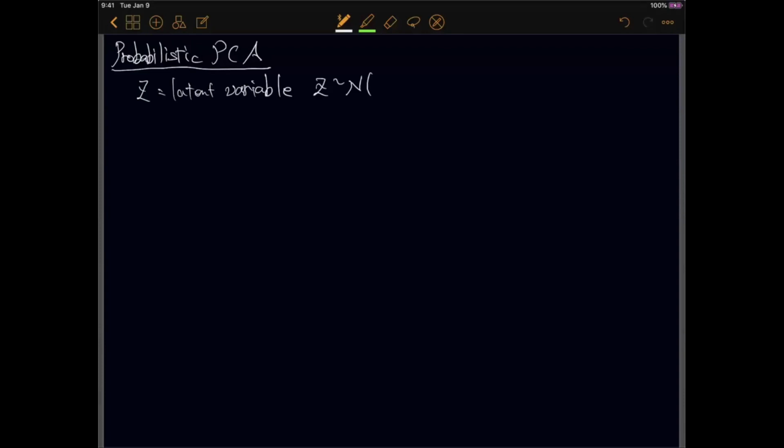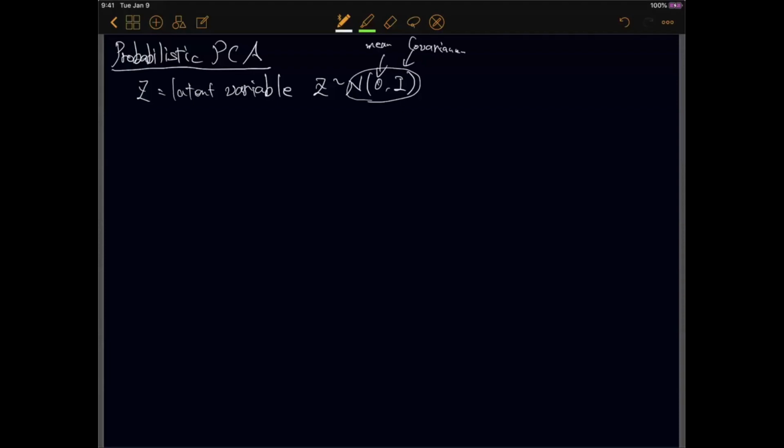Z follows the standard normal distribution. Do you know this notation? There's a normal distribution. I think we had that in the book. The mean is 0, and the covariance matrix is an identity matrix. Okay, perfect.